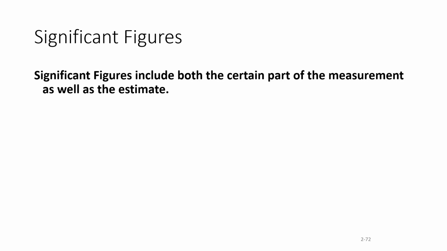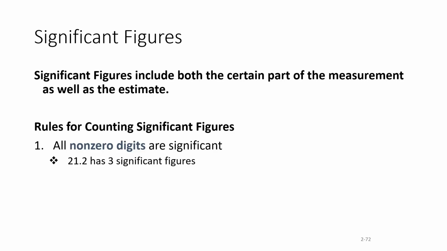Significant figures include both the certain part of the measurement as well as the estimate. And there's some rules for counting significant figures. The first rule is all non-zero digits are significant. So any whole number is significant. 21.2 has 3 significant figures.